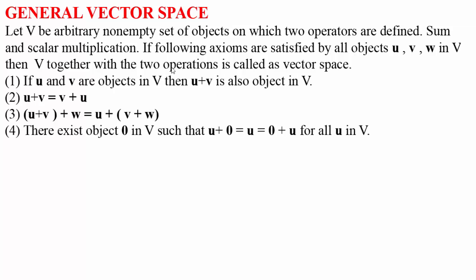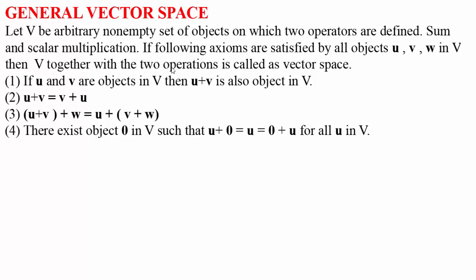First axiom: if u and v are objects in V, then u plus v is also an object in V. That means the sum of any two objects in the set V must be in V. u belongs to V, v belongs to capital V. This implies that u plus v belongs to V. Second axiom, u plus v is equal to v plus u. That means if we interchange the place of the vectors, then addition does not change. Addition must be the same whenever we interchange the place of the objects.